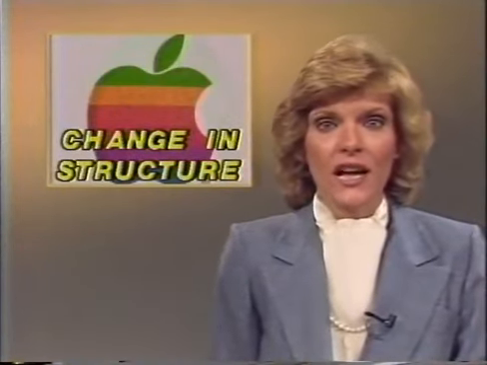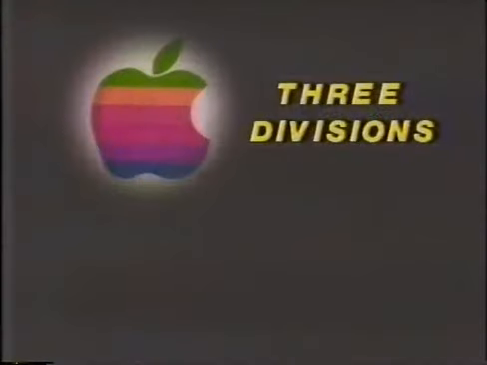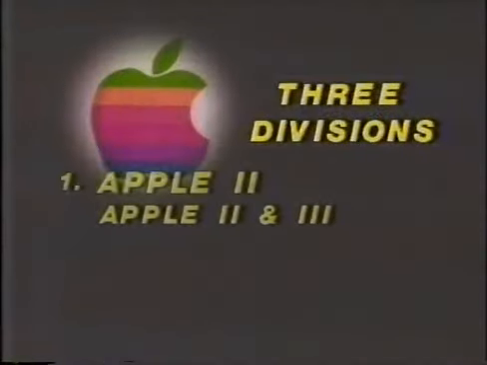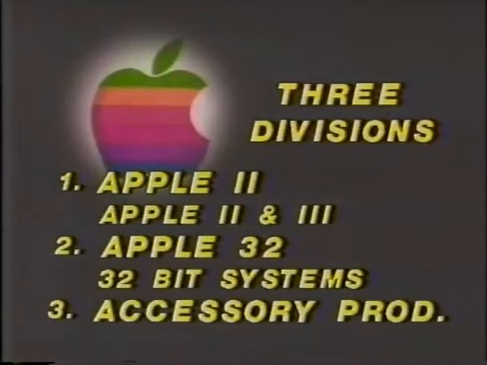Apple has been reorganized since the introduction of the Macintosh and new Lisa computers. Company President John Sculley has changed it from a 6-division operation to a 3-division operation. The Apple II division will be in charge of Apple II and III. The Apple 32 division will handle the Lisas and Macintosh and all 32-bit system products. The Accessory Products division will be responsible for equipment such as printers, keyboards, and communications products.